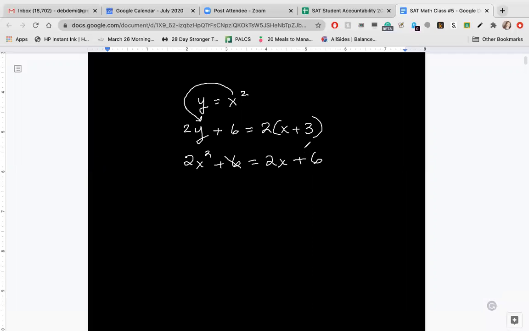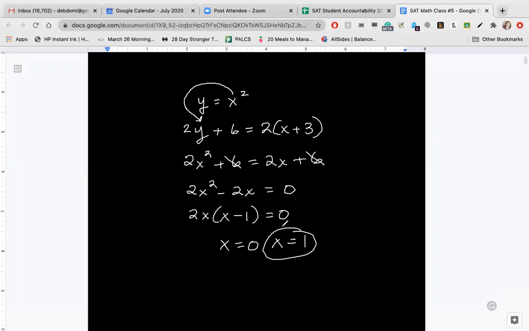The 6's cancel out. Set it equal to 0 because it's quadratic. 2x squared minus 2x equals 0. Take out a 2x and you get x minus 1 equals 0. And x equals 0 and x equals 1, but 0 is not a choice, so it's going to be x equals 1. That's how that one works. You could have substituted and then put the numbers in for x and done the arithmetic.